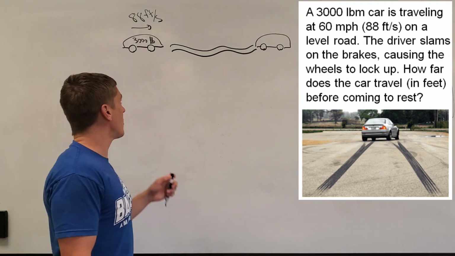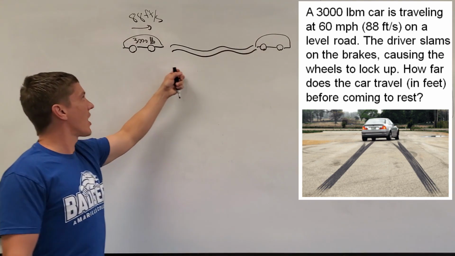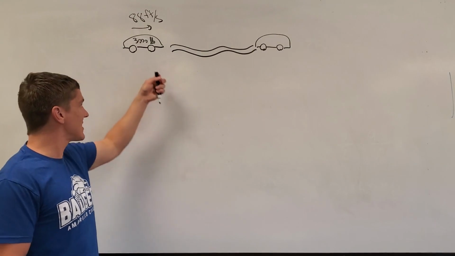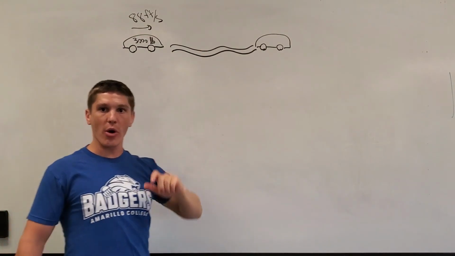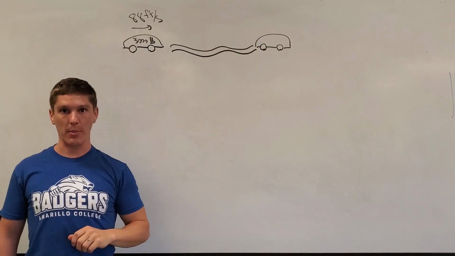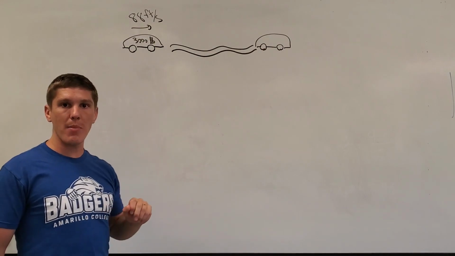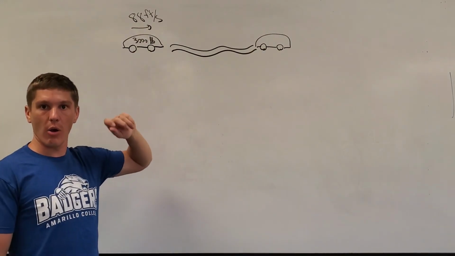So I'm asking you, how far does this car travel when those wheels are locked up until it comes to a stop? So this is, in fact, a friction problem again, but we are going to go ahead and combine this with our 1D kinematics that we learned in Chapter 2. So, in order to solve this problem, we're going to make the assumption this car behaves like a point mass.